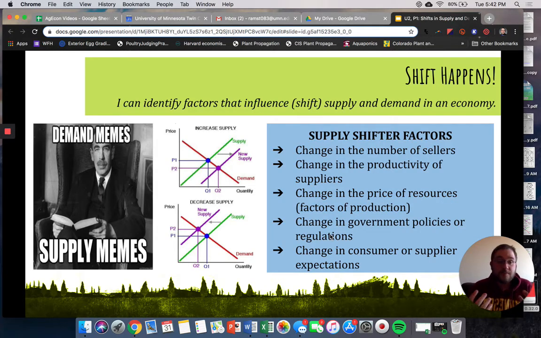Okay, looking at the supply side of things now. The first factor is the change in the number of sellers. Just like with consumers, if we have more people, there's going to be more demand. Likewise, if there are more sellers, there's going to be more competition, and that could influence the amount being supplied in a community, state, region, whatever.